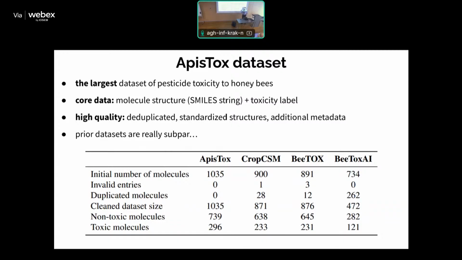So private datasets have problems. For example, invalid entries, the second line here, those are entries that throw an error in Python when you try to read them. Or for example, duplicates. So you have the same molecule written many times. Here, for example, in Bitox AI, almost 1/3 of the dataset is duplicates. So not good. It really inflates the results of predictive algorithms when you try to test them.